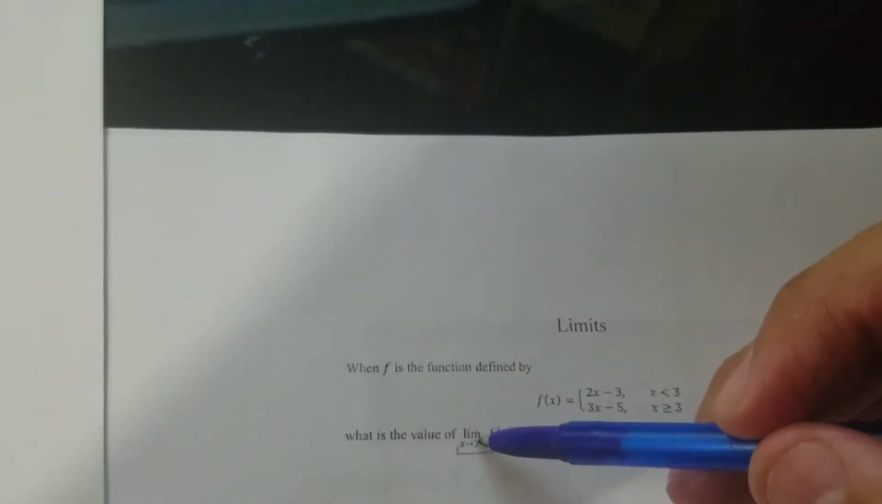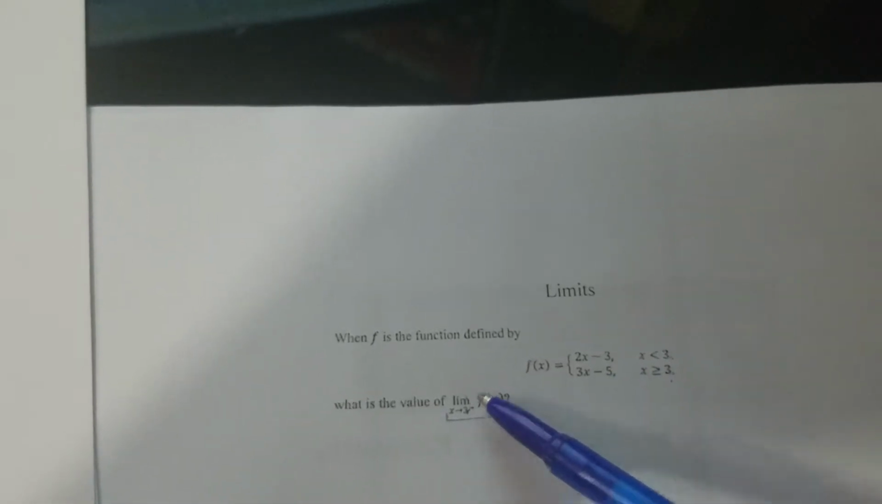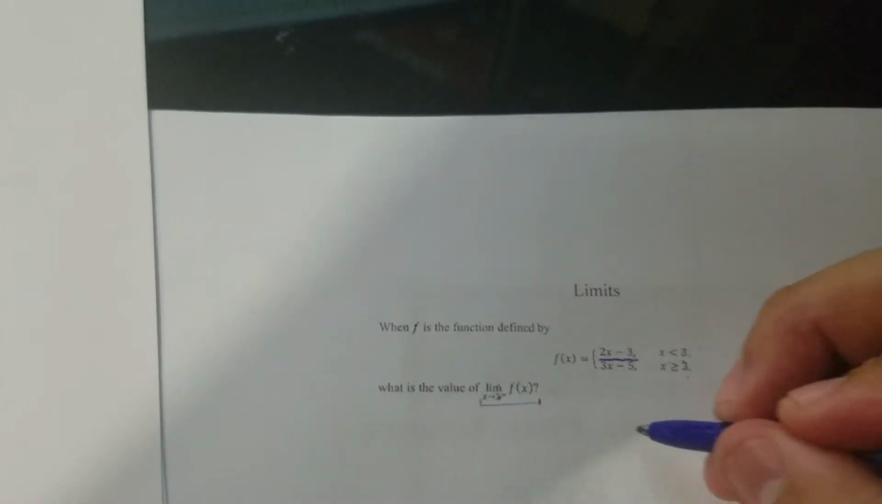So here they're asking me the limit as I approach 3 from the negative side. So here I can see that both numbers are 3. Now when it says negative, that just means anything less than 3. So here I can see what's less than 3. Well, this part right here. So this part of the equation is the one I want to use. And all I have to do is plug in a 3.